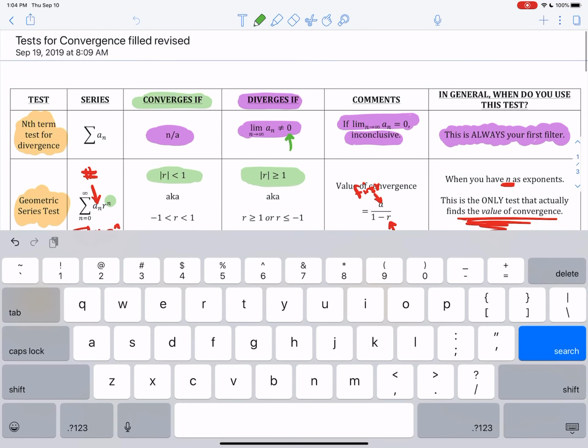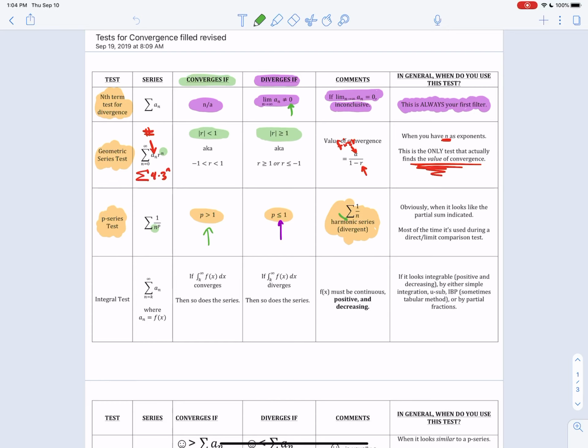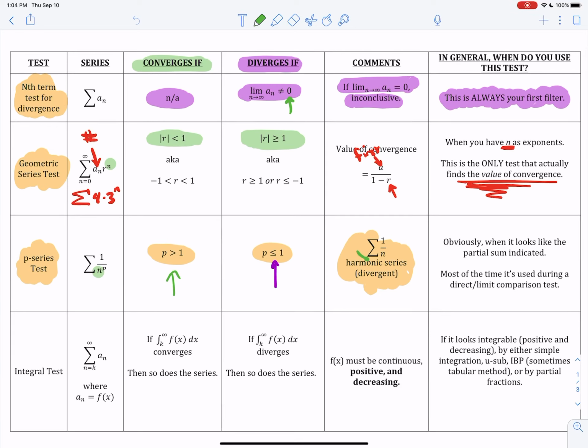Okay, there we go. So we went over the divergence test, the geometric series test, and the P series test. So remember, when do we use the divergence test? Always. Okay, it's always in the back of our mind. It's a very easy way to get rid of all the bad series that diverge.